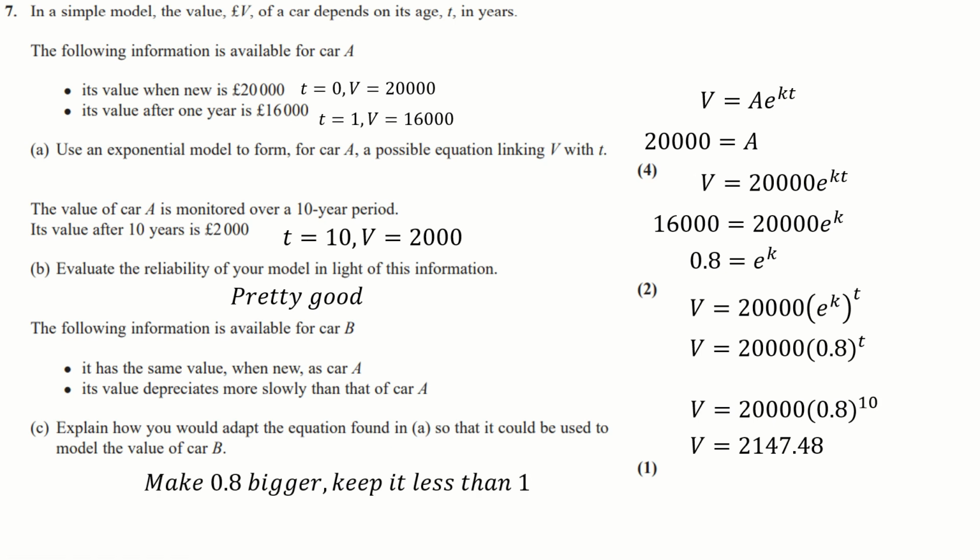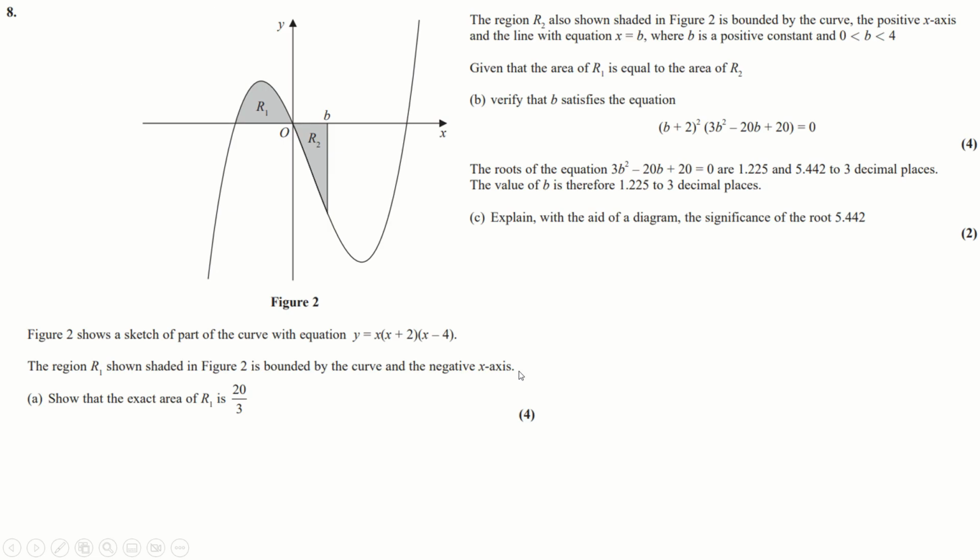We have to keep it below 1, because if we made it above 1, then that would mean the value would be increasing all the time. Because if this was like a 1.1, 1.1 to the 10 is bigger than 1.1, right? So that would make the value increasing. So make it bigger, but don't put it above 1, and that would be fine.